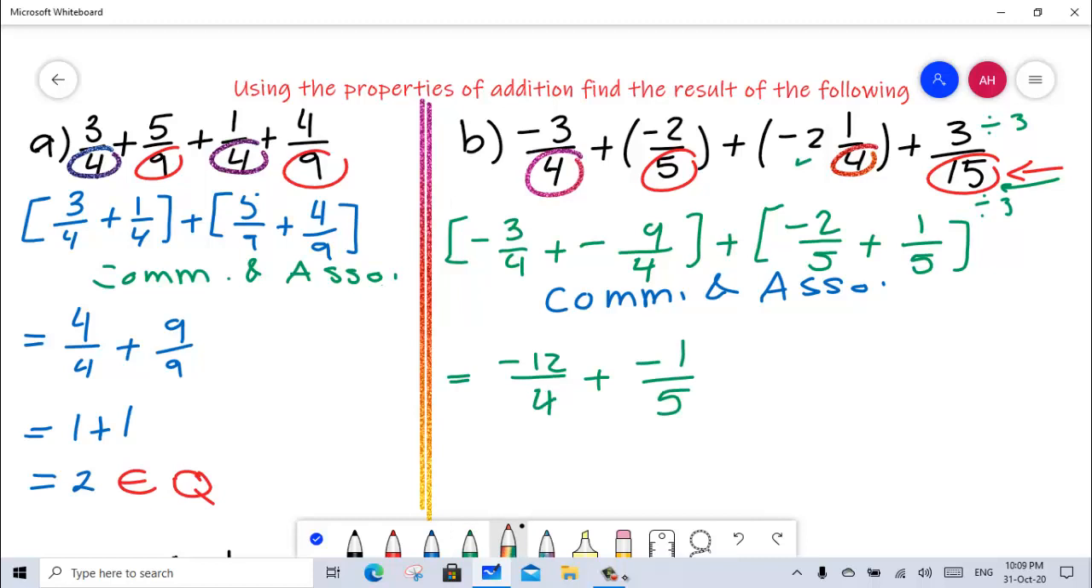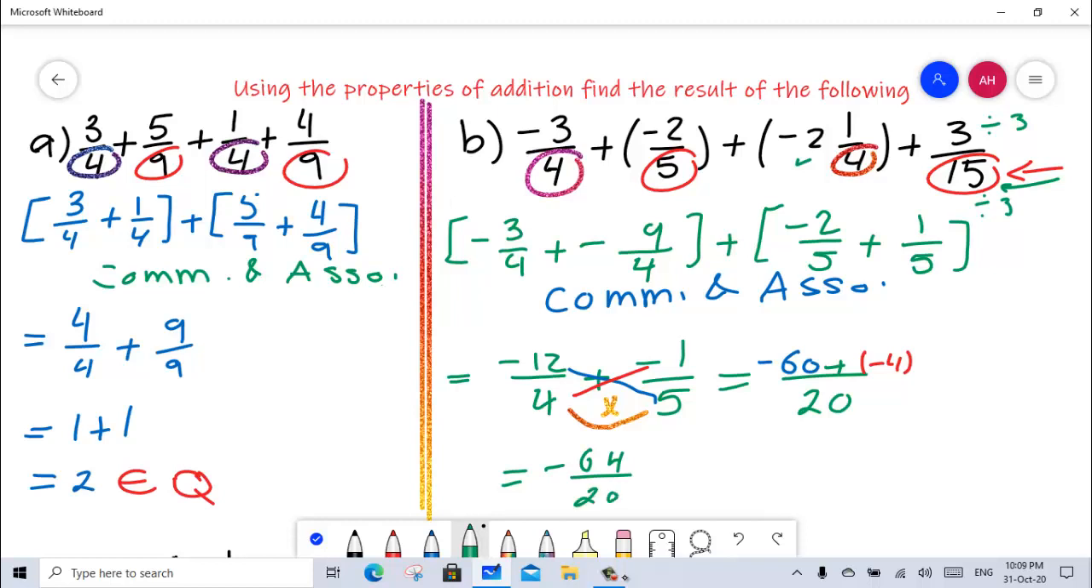By looking here, I have different denominators. So simply, I am going to do cross multiplication. 4 times 5, so I'm going to have a denominator of 20. And 5 times negative 12, it's negative 60. Plus 4 times negative 1 is negative 4. I'm going now to have an answer of negative 64 over 20, which is not in the simplest form. In the simplest form, it's equal to negative 16 over 5. And also, don't forget to write that negative 16 over 5 belongs to rational numbers.